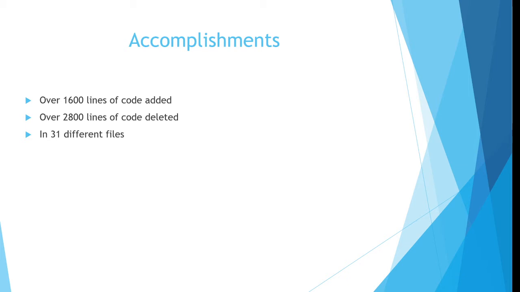Overall, there were 1,600 lines of code added and 2,800 lines of code deleted in 31 different files. Many of the edits were improvements of functions in Java, as well as rewriting code in more current formats for efficiency.